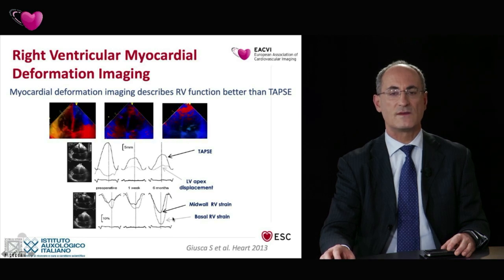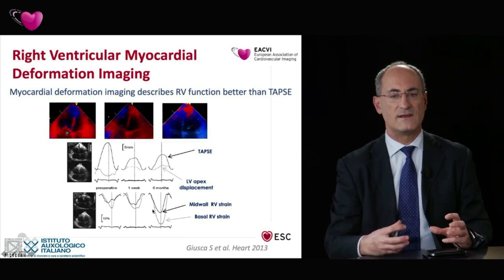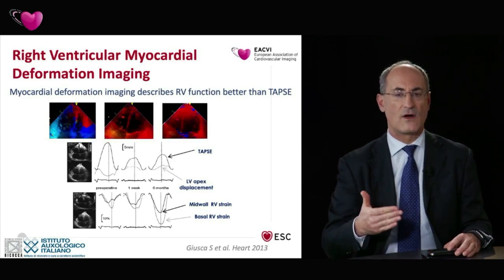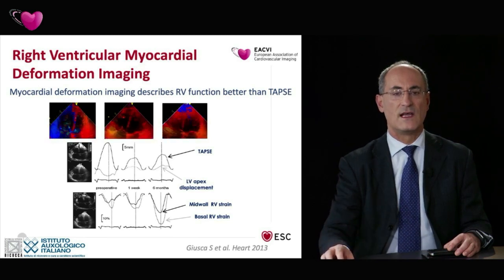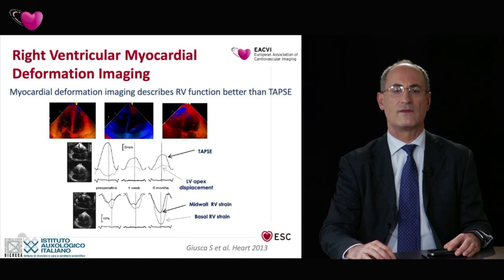But at 6 months, despite no detectable changes in the TAPSE, you have a full recovery of the myocardial function, shown by the increase of the strain values, both at midwall and basal strain. Here you see this discordance between the TAPSE, that is a measure of longitudinal function of the right ventricle according to an external reference, compared to the actual measurements of the function of the right ventricular myocardium.